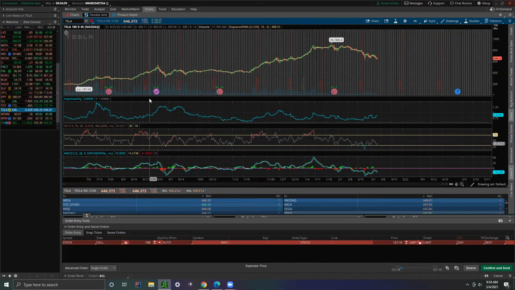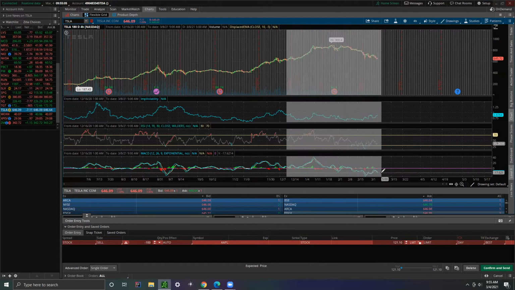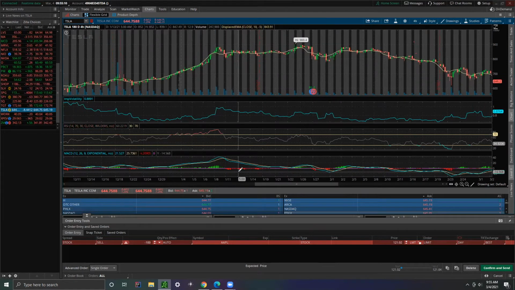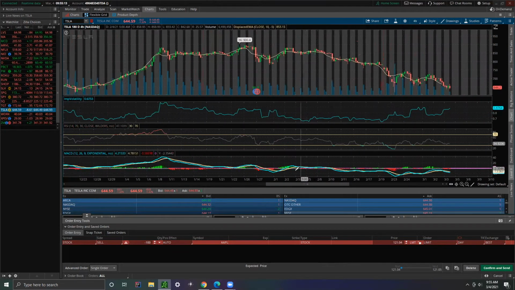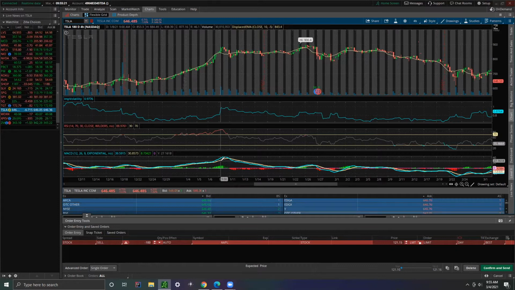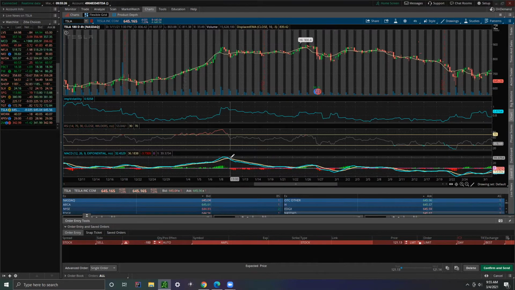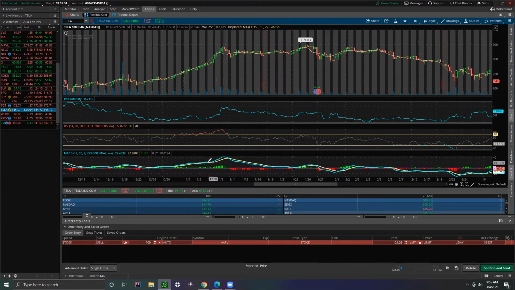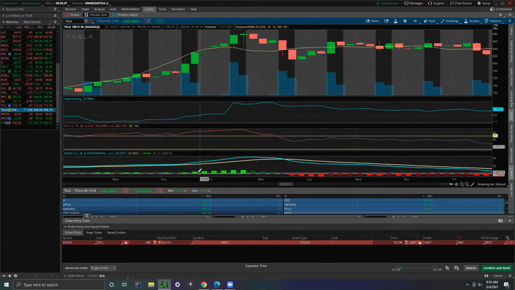Now, let me highlight this here. This big peak actually looks better zoomed out. So you've got 2 scenarios here. Scenario 1 is if the blue line crosses below the yellow line, and that signals bearish momentum. If you pay attention to the MACD here, there are 2 lines, a blue line and a yellow line. So if this blue line crosses below the yellow line, that signals a bearish period.